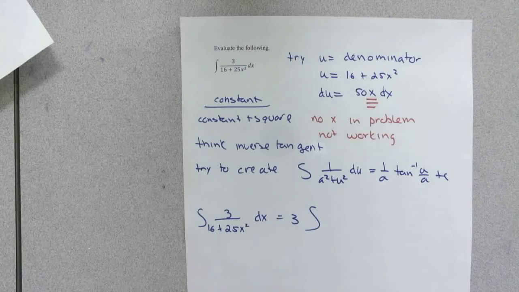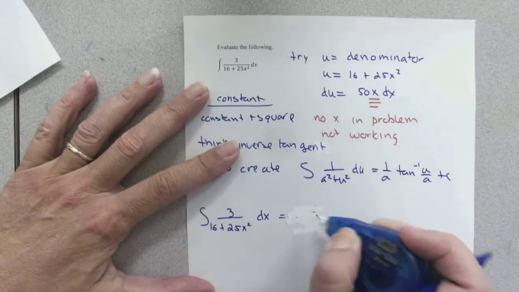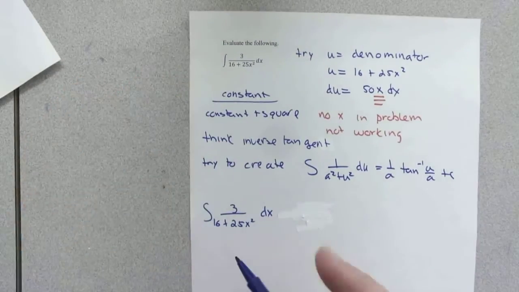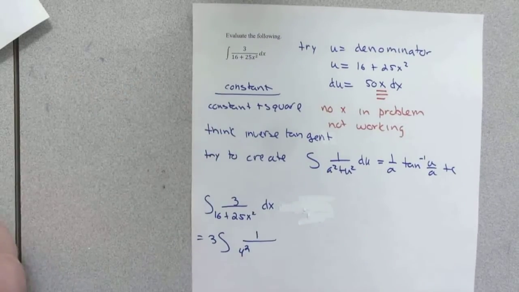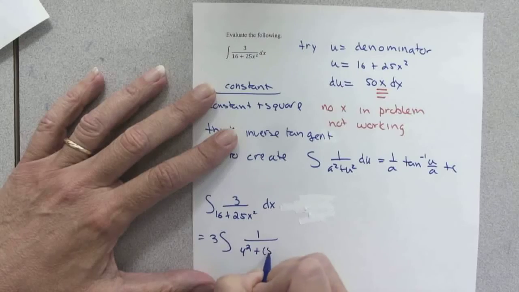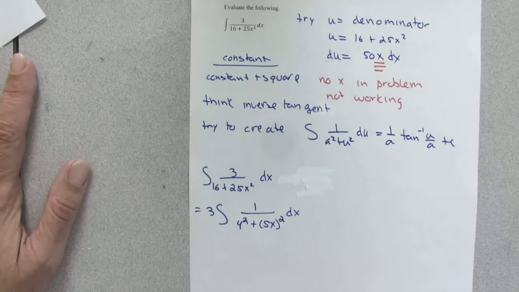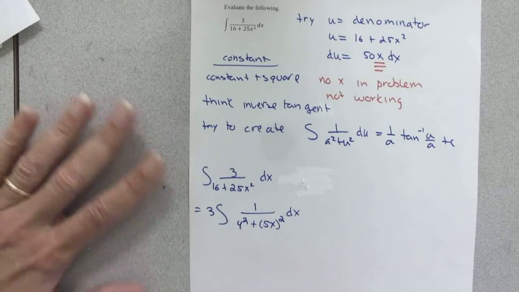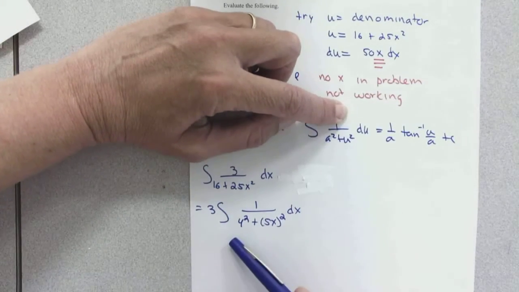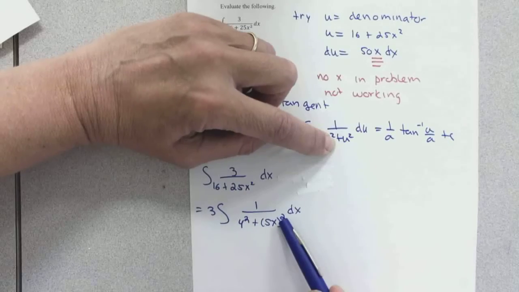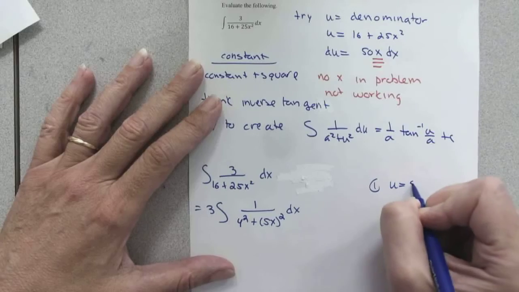So that 3 I can certainly factor out. I'm going to go down next line. Then 16 I could write as 4 squared. And the 25x squared I could write as 5x quantity squared. And so I'm starting to achieve that form. So the 3 I just factored out. So I have the 1. I have an a squared, 4 squared. Don't have quite the u squared, but I can make the u squared very easily.